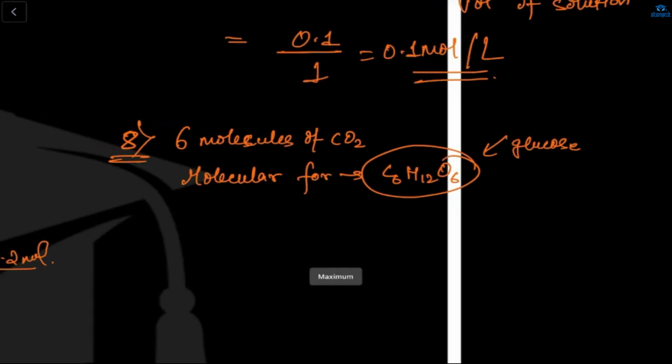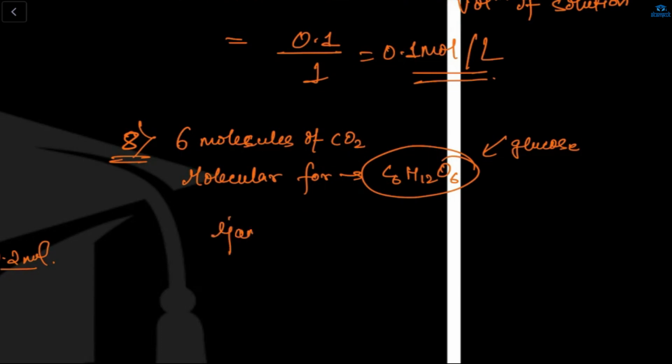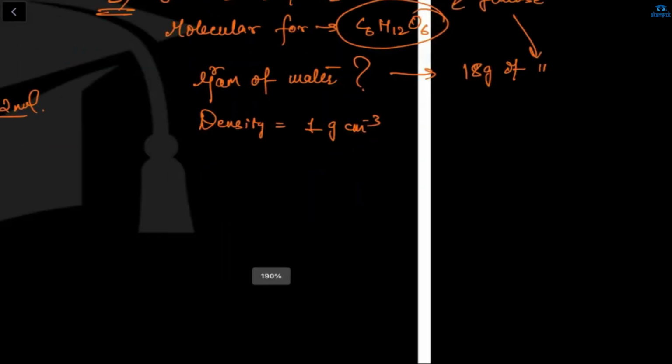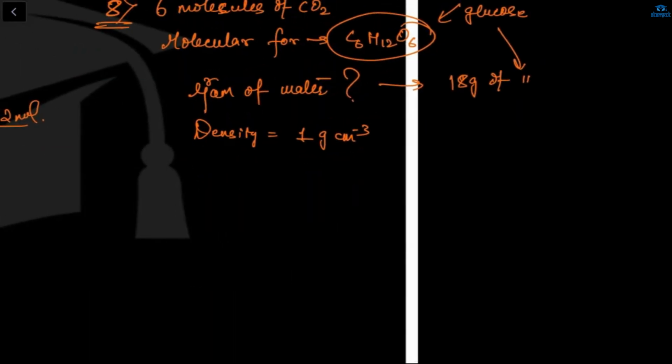Now, next, how many grams of water would be required to produce 18 grams of glucose? How many grams of water means grams of water? We have to find gram, okay, grams of water. How many grams of water are required to produce 18 grams of glucose? So, compute the volume of water so consumed, assuming the density is given. Density of water is 1 gram per cm³.